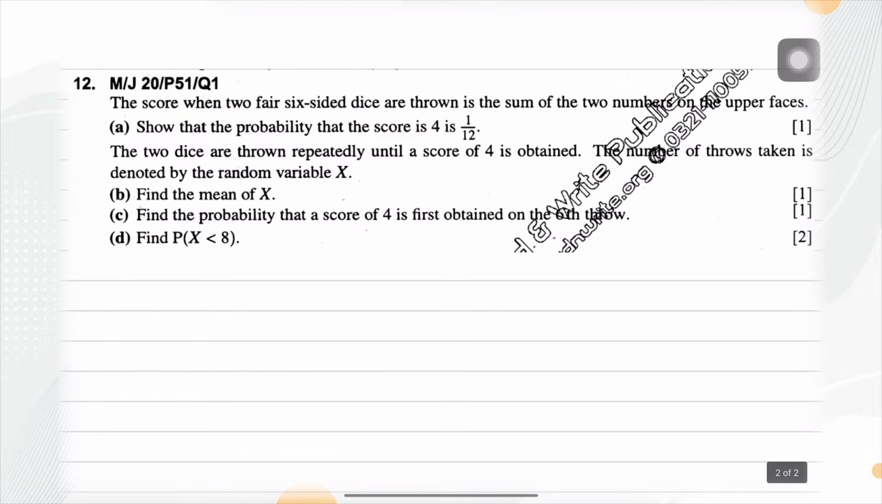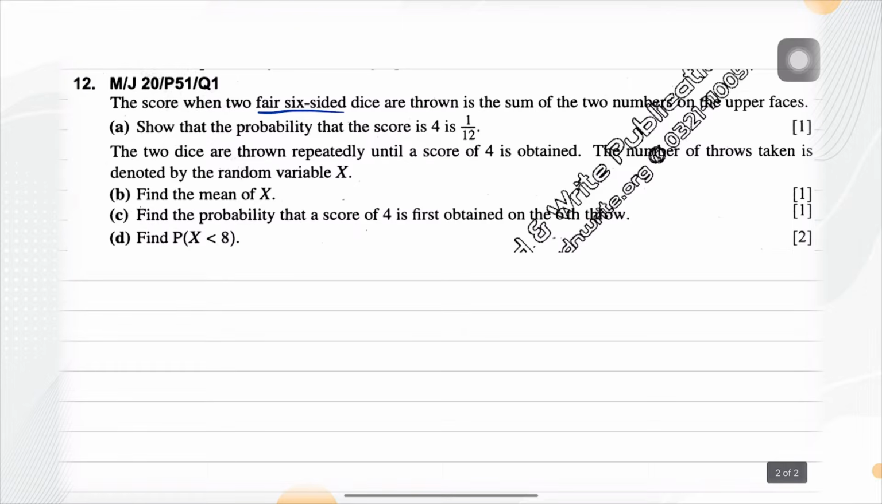Okay, so here's a question. This is from May-June 2020, paper 5, variant 1, question number 1. So this was in 2020, this was the first time that this topic was tested, okay? So let's see what it says. It says the score when 2 fair 6-sided dice are thrown is the sum of the 2 numbers on the upper faces. Show that the probability that the score is 4 is 1 upon 12.